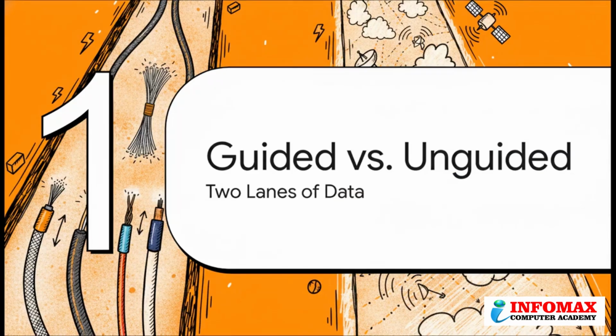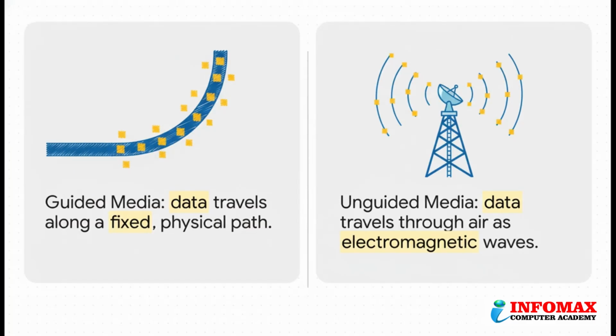Now, this data highway really only has two main lanes, two completely different ways of getting information from point A to point B, and we call them guided and unguided media. So guided media is pretty much what it sounds like. The signal is guided or contained inside a physical path, like a wire or a cable. It's a nice, neat, closed system. Unguided media? That's the total opposite. It's wireless. The signal is just broadcast out into the air as electromagnetic energy, free to travel through space with nothing solid to guide it.